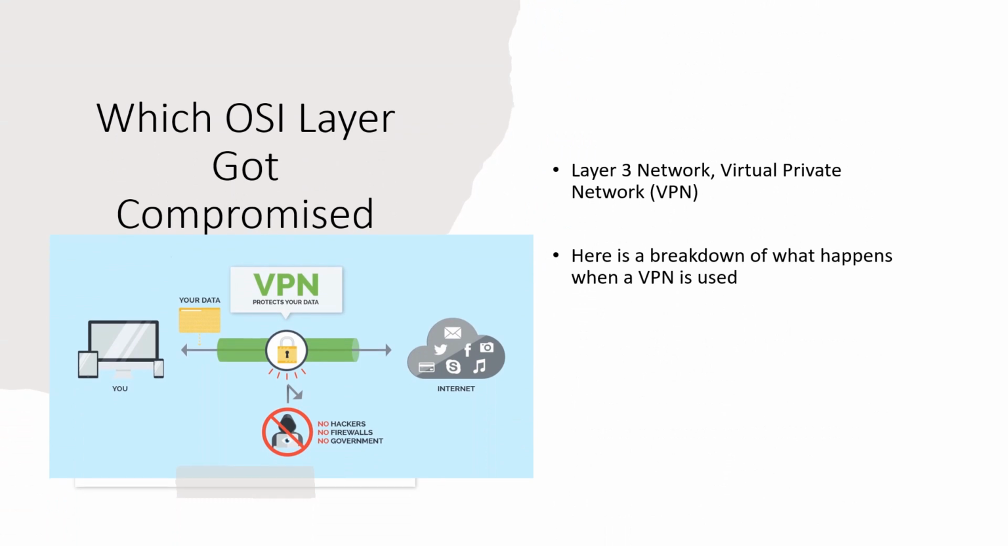So then, which network layer got compromised? With this attack, the layer 3 network layer got compromised. This layer decides where data will move. So similar to the picture, we will break down what happens when a VPN is used in the next slides.